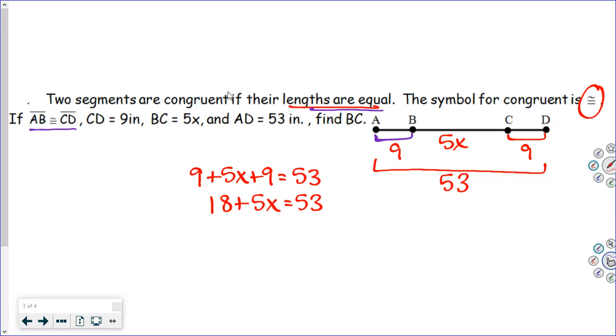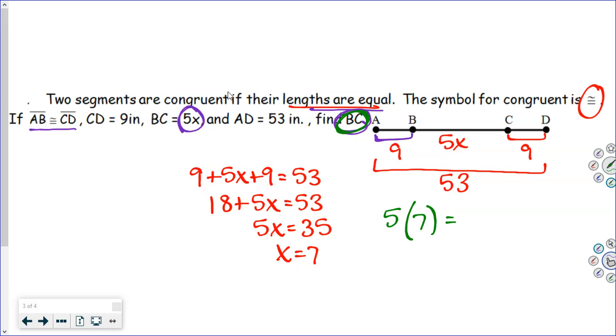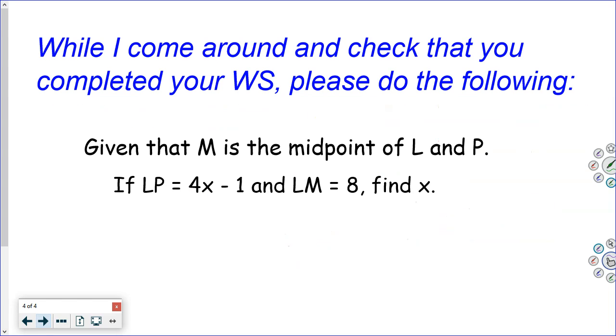Then I recognize that I need to subtract 18 from each side. So 53 minus 18 gives me 35. When I move that over, I get 35. Divide, I get x equals 7. Now again, notice the question does not ask me to find x. The question actually asks me to find BC. So I'm going to be plugging it into that equation there. I have 5 times 7, so my BC equals 35.